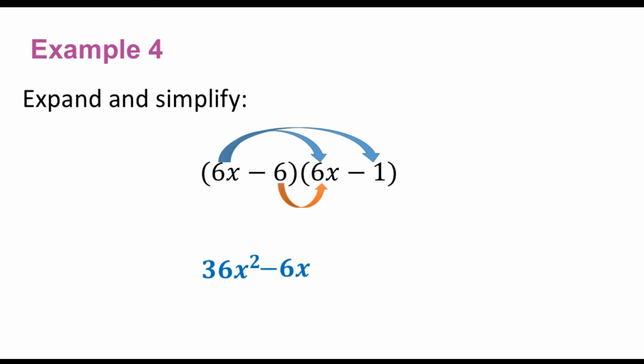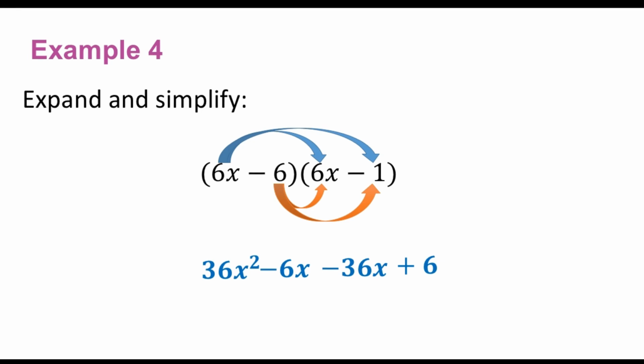Now I'm using a negative 6 times a positive 6x, that gives me a negative 36x. And then I'm using a negative 6 times a negative 1, that's a positive 6. Again, I check to see if there are any like terms for me to simplify. We can agree that the like terms are negative 6x and negative 36x. So those can be simplified.